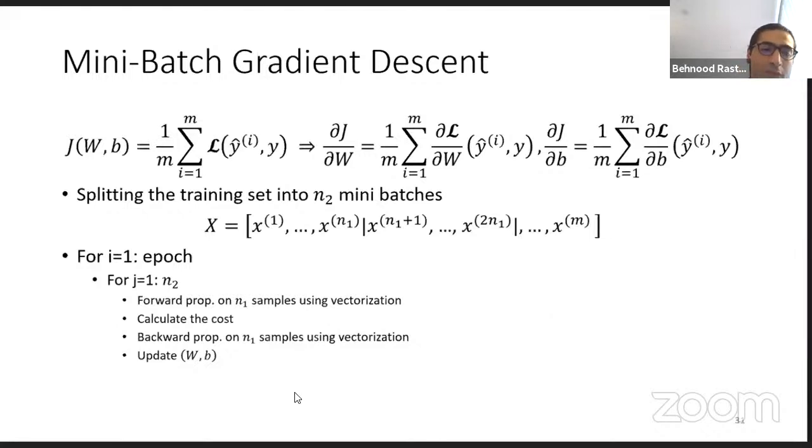As you see here, this is kind of pseudocode. You have n2 mini batches in this case. You apply forward propagation on, let's say, n1 samples, then calculate the cost function, then backward on n1 samples, and then update the value. You repeat this several times until you get convergence, and that's what is called the number of epochs.